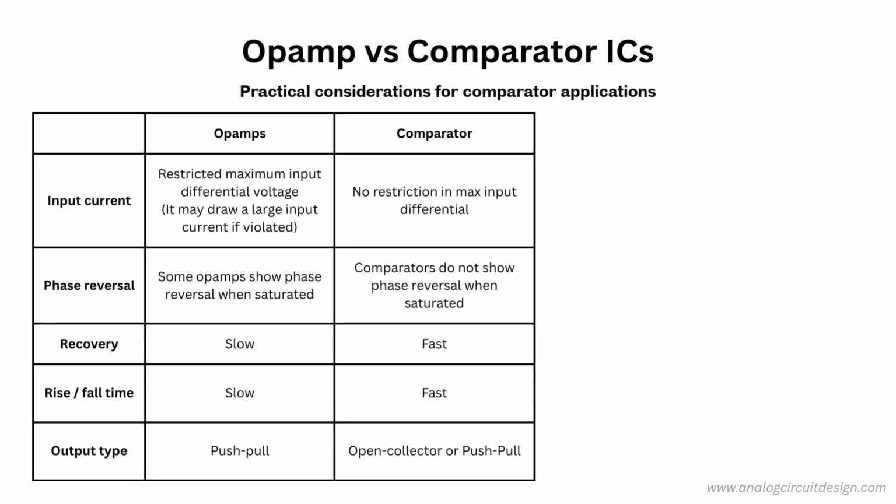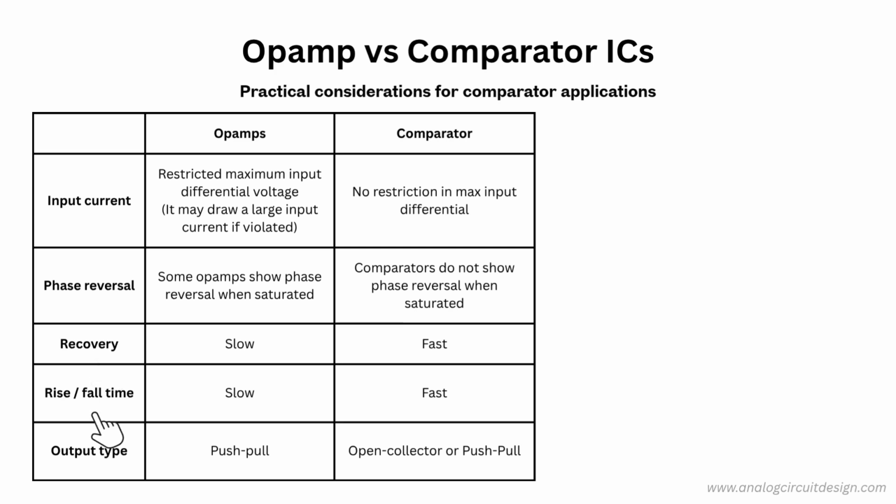Dedicated comparator ICs are better than op-amps for comparator applications. Many high-bandwidth op-amps draw a large current when a large differential input voltage is applied, hence not suitable as a comparator. Op-amps may show phase reversal. The recovery through saturation is poor. Comparators usually do not have these problems.